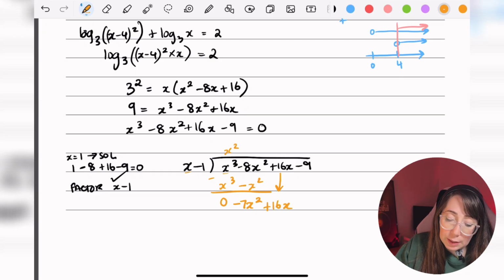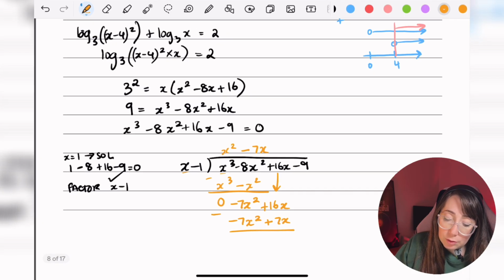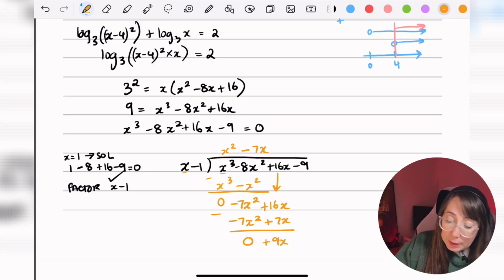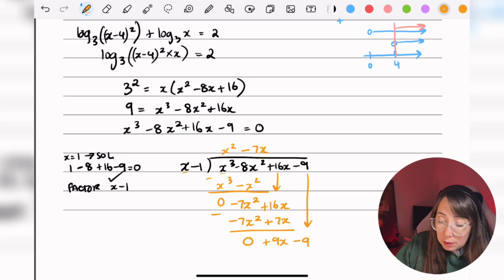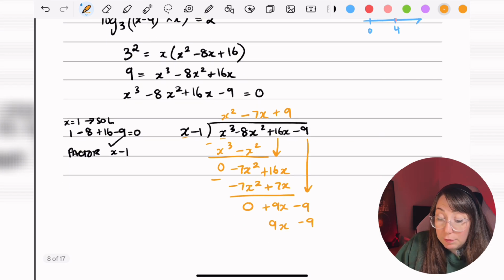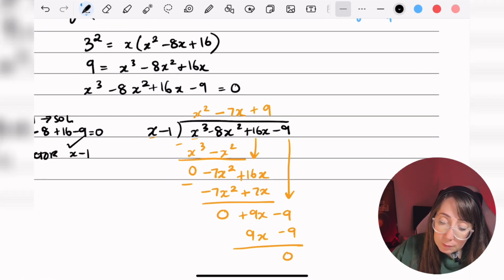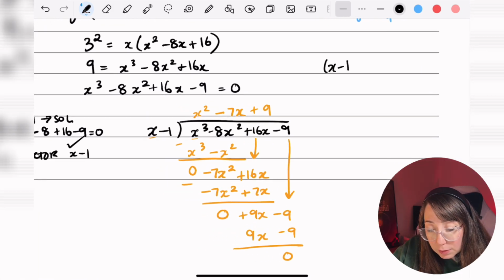x into negative 7x squared is negative 7x. Multiply that out, that will be plus 7x for this term. Subtract the two, that should be 0. 16 minus 7 is going to be 9. So that's plus 9x, bring the last term down. And so then we'll end up with plus 9. 9 times x is 9x, 9 times negative 1 is negative 9, and that ends up with a lovely 0. So there we go, that's our long division done, which means that our final two factors are x minus 1 and x squared minus 7x plus 9.